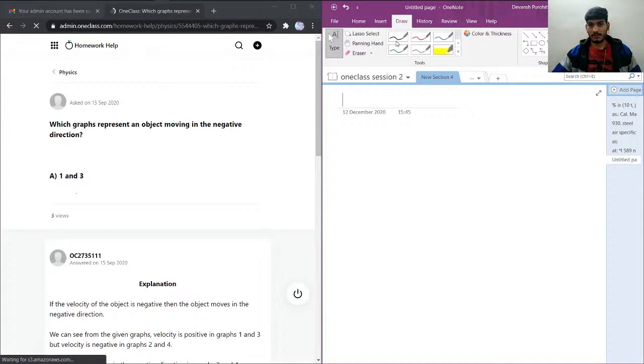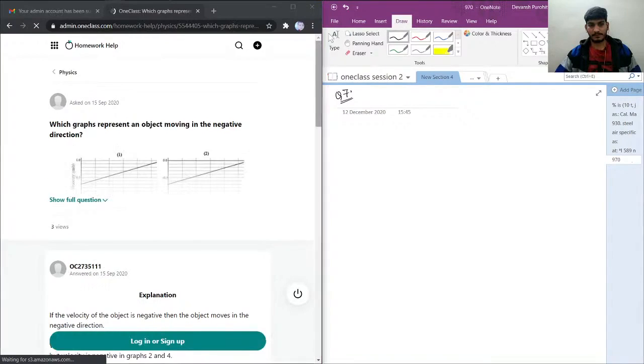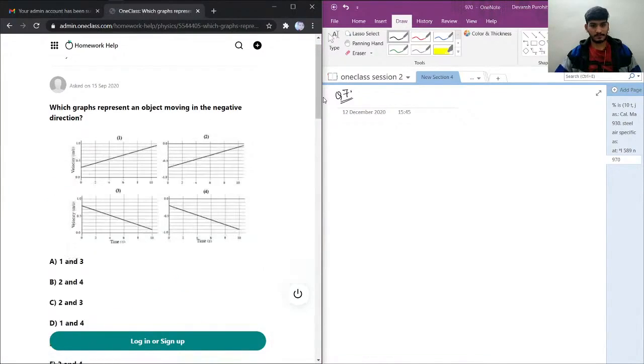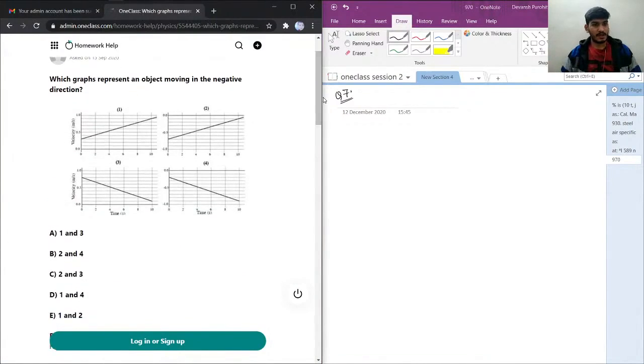Question number 7. Which graphs represent an object moving in negative direction?